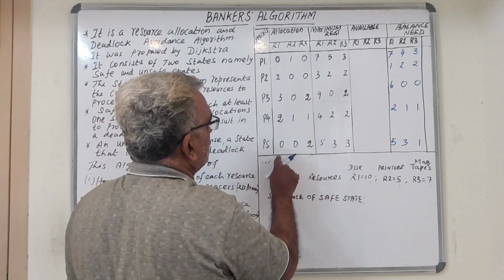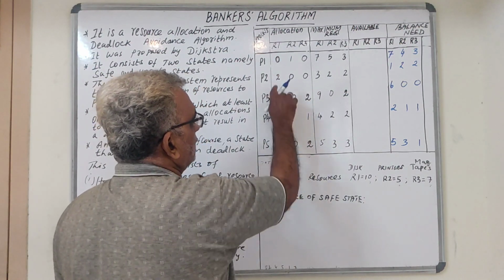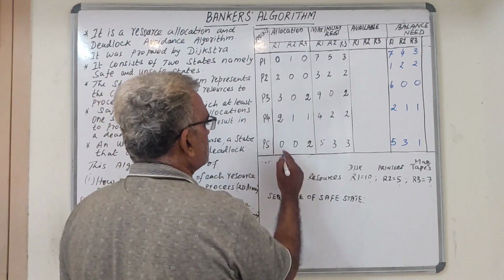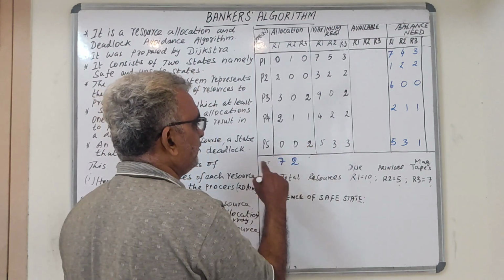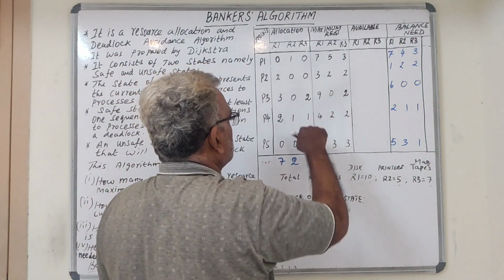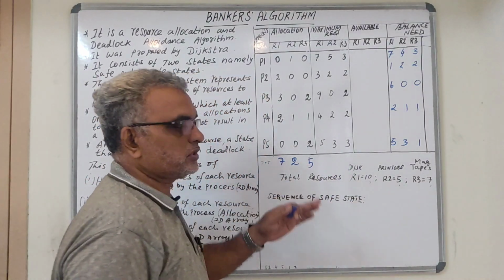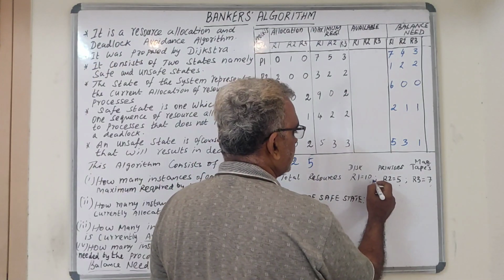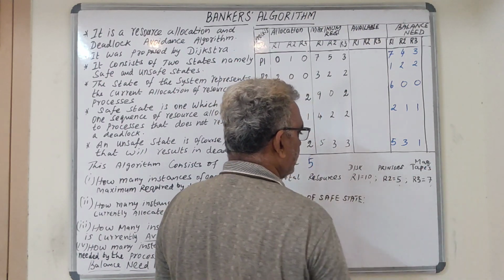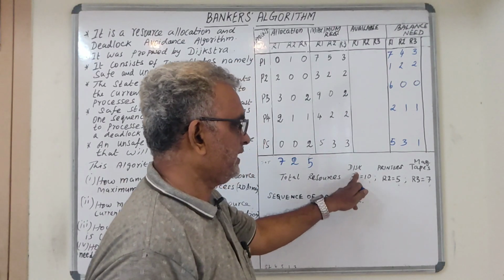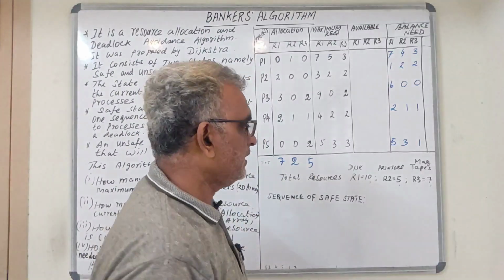Now find the total of resource 1 allocated to the different processes. So 5 plus 2, that is 7. Similarly, resource 2 allocated to the different processes is 2, and resource 3 is 5. The total resources available are 10 discs, 5 printers, and 7 magnetic tapes. So resource 1 is disc, resource 2 is printers, and resource 3 is magnetic tapes.